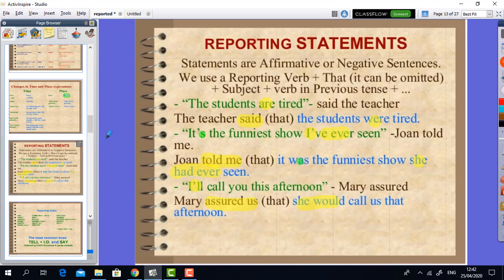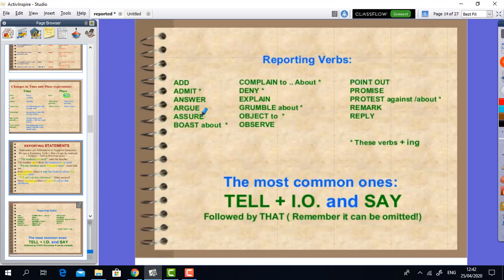I think you have noticed that in each reported speech we need a verb, a reporting verb. And this is a list of the most common reporting verbs, but you should remark that the most common ones are actually tell and say. Tell is generally followed by an indirect object, told me.